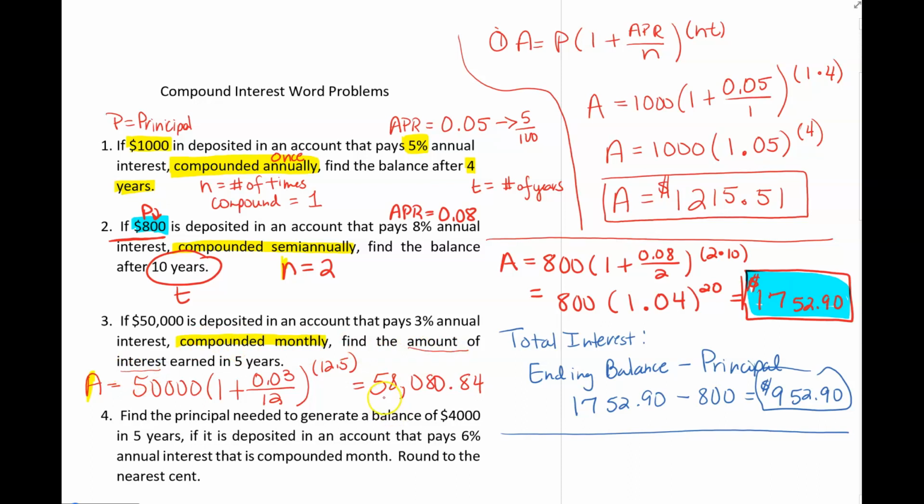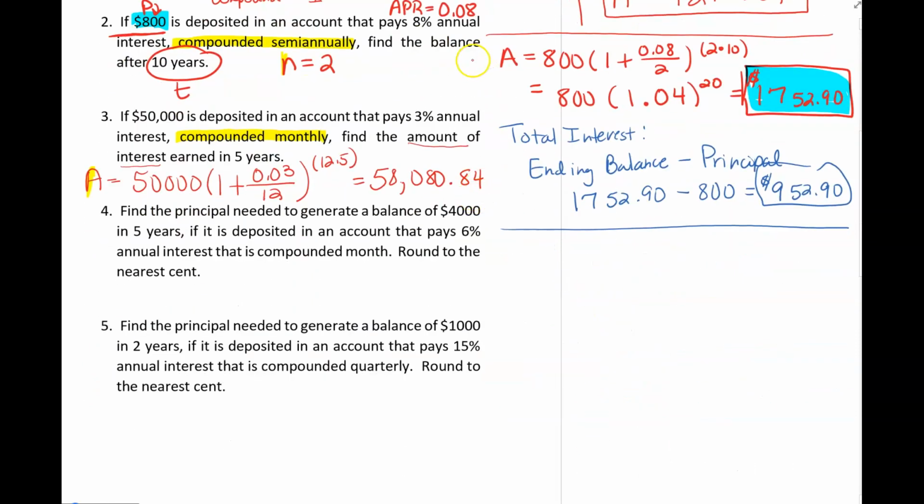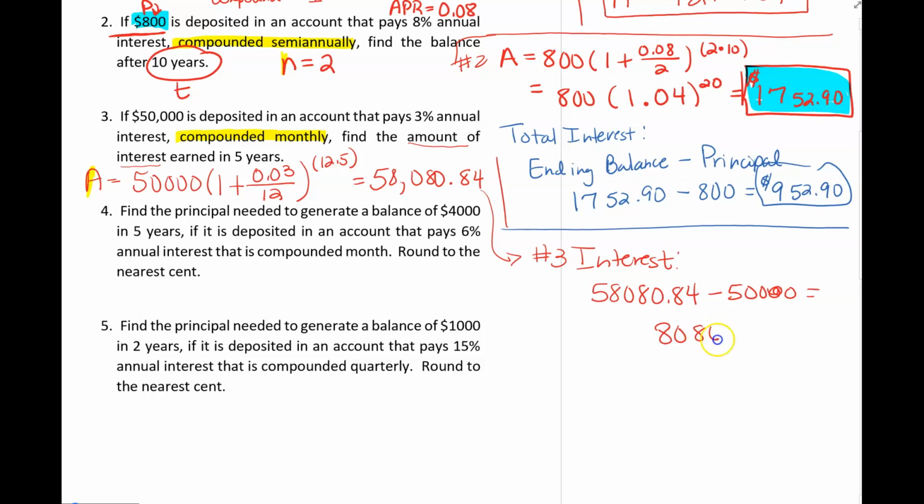And so the total interest for number 3 is going to be your 58,080.84 minus 50,000, and that's going to give you $8,080.84.